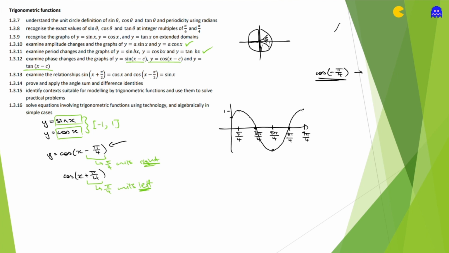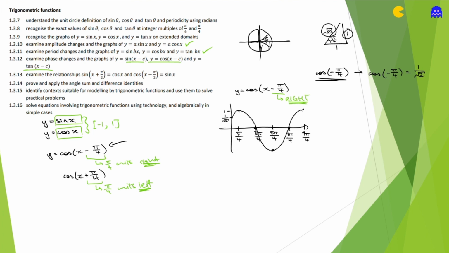And so it'll be equal to, based on our God triangle, 1, 1, root 2. This is pi on 4. It'll be equal to 1 over root 2. So cos of -pi on 4 is equal to 1 over root 2. And so at this point here, 1 over root 2. Okay, so that is our graph of y equals cosine of x take pi on 4, a shift of pi on 4 units to the right.